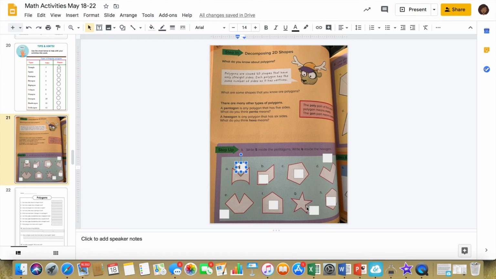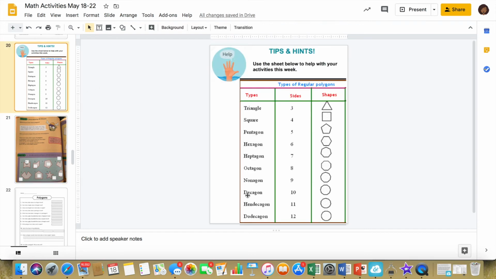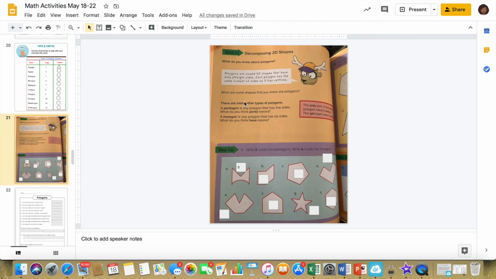1, 2, 3, 4, 5, 6, 7, 8, 9. Whoa, we didn't even talk about that. Now, if I wanted to know what that was called, that would be a decagon. But we're not talking about decagons here. We're only talking about pentagon, which is 5, and hexagon, which is 6. So if it's not a pentagon or a hexagon, then we don't need to write anything in it at all.